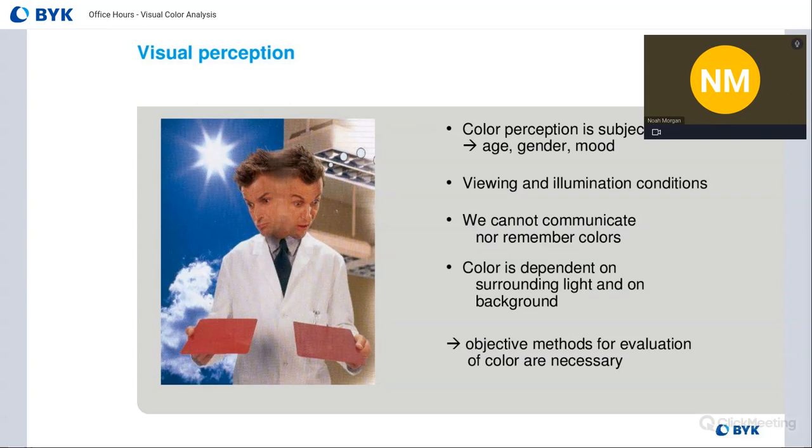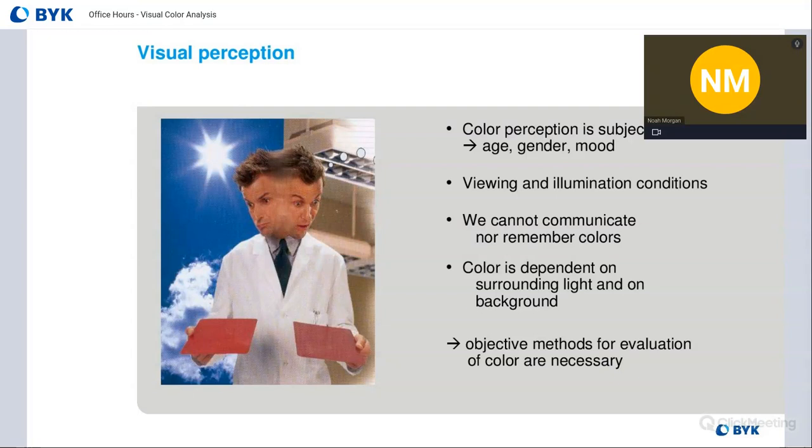We cannot communicate nor remember colors. So that's saying, basically, if I had two very similar pastel color samples, and I had them next to each other, and then I separated them and walked away and came back, I wouldn't really be able to tell which one was which based off of my memory, because it's such a hard thing to understand with the shades.